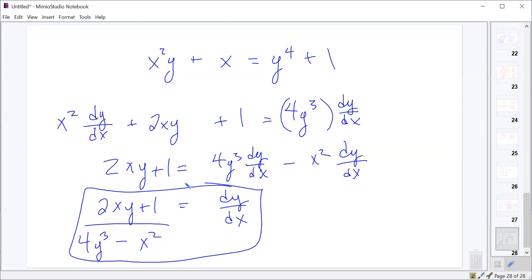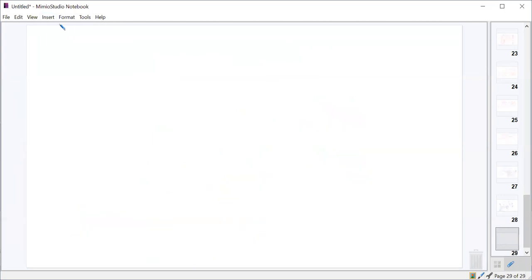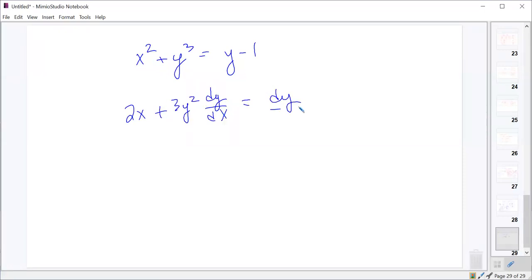I'm not going to do it with this one because that one's kind of a mess. I'm going to give us an easier one. Let's suppose we have x squared plus y cubed equals y minus 1. If I differentiate this implicitly, we'd get 2x plus 3y squared dy/dx equals dy/dx. Everybody good with the basic implicit differentiation part?